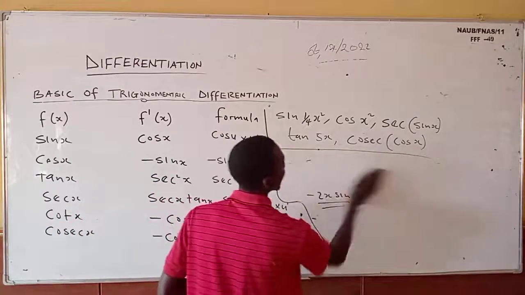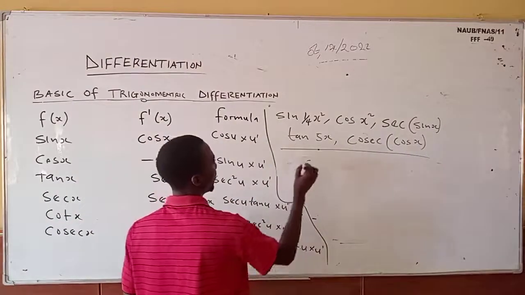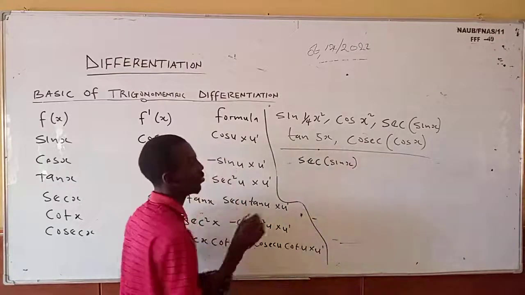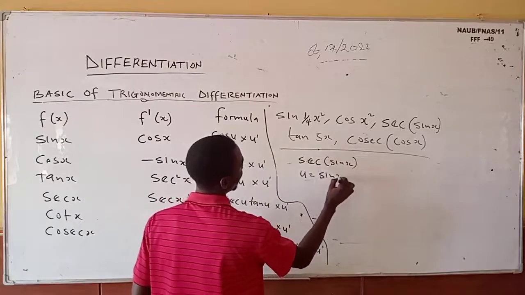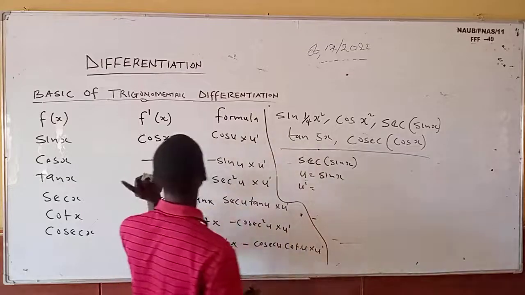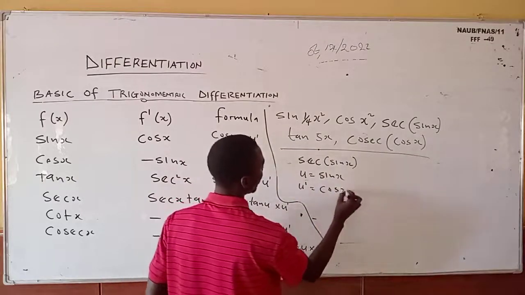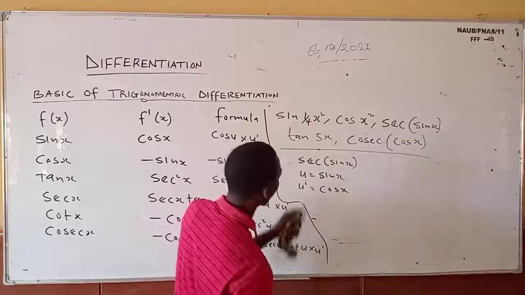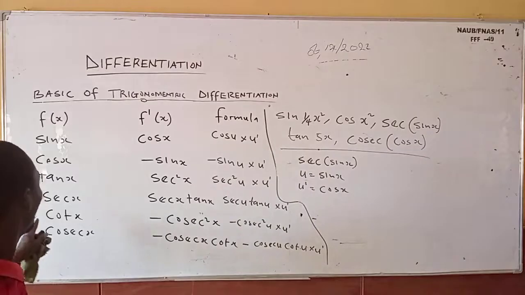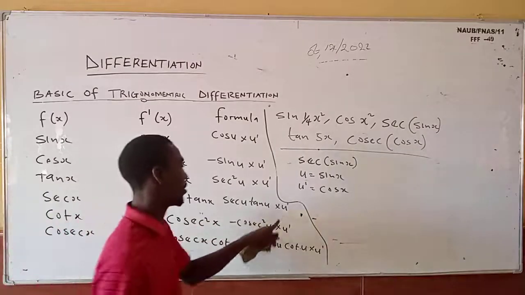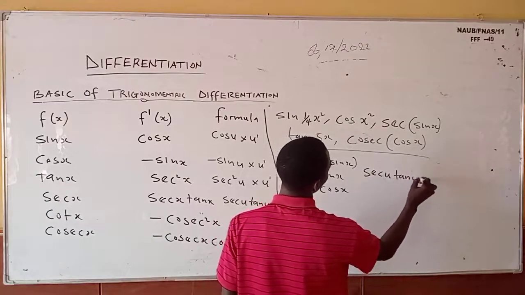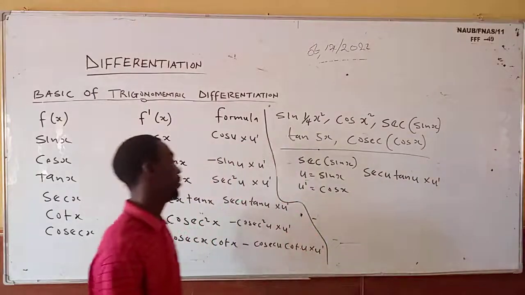Okay, so let's answer sec of sine s. What will be our u? u will be equal to sine s. And if you find your u prime, you differentiate sine s, which is cos s. So go to your sec now. If you want to differentiate sec, what will be the formula for sec? This is the formula for sec: sec u tan u multiplied by u prime. Got it.